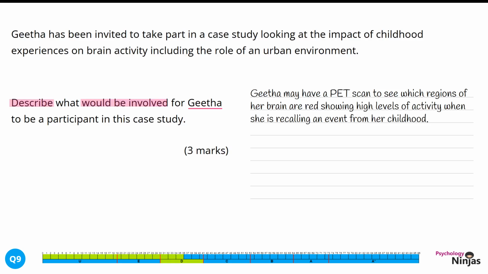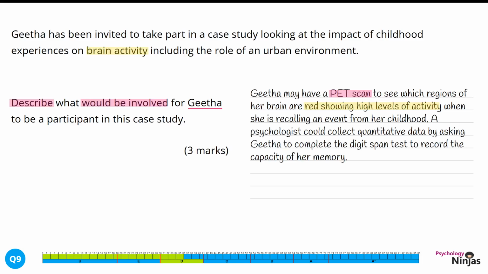Geetha may have a PET scan to see which regions of her brain are red, showing high levels of activity when she is recalling an event from her childhood. We've explained what might be involved in this case study by identifying that she might have a PET scan. We've also linked it back into the stem by talking about high levels of activity in her brain being shown in red. This focuses on our stem by talking about brain activity. Let's move on to a next point that she might expect.